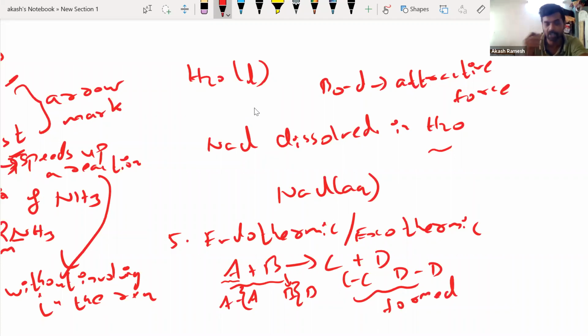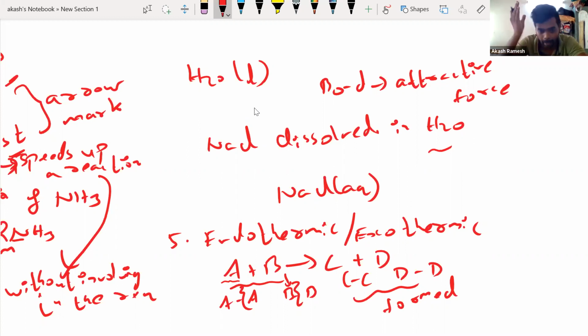Right? So in the reactant side, bond breaking happens. That is, you have to break the attractive force. And in the product side, bonds get formed. This is common for any reaction. Any reaction you take, you are going to have bond breaking and bond formation happening simultaneously. I hope this point is very clear to all of you: bond breaking and bond formation happen simultaneously during a reaction.